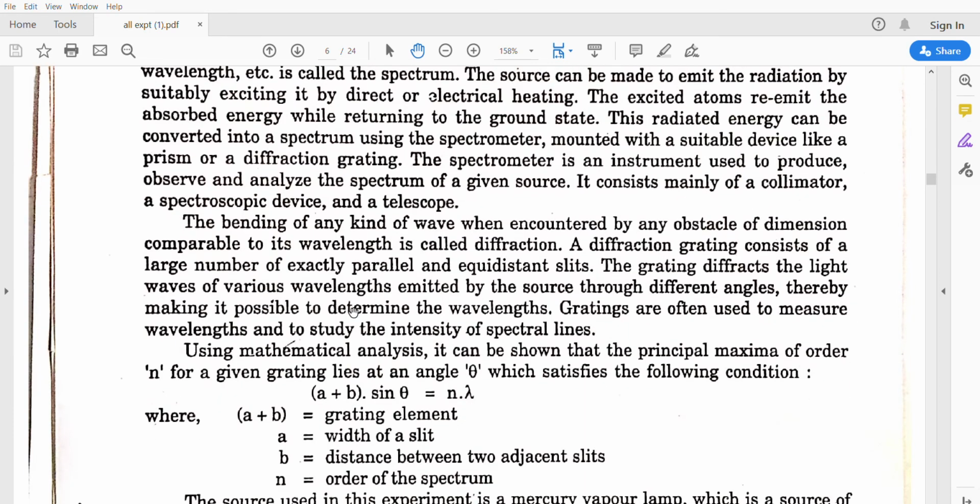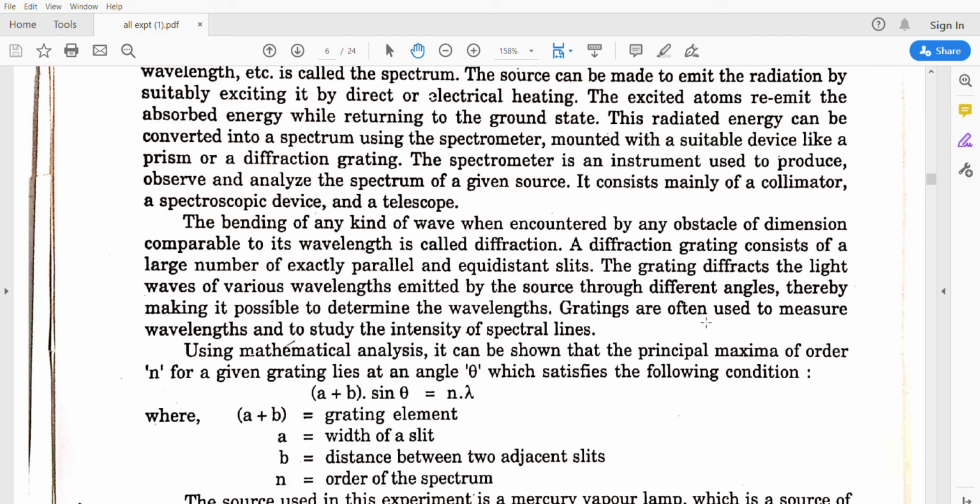The bending of any kind of wave when encountering an obstacle of dimensions comparable to its wavelength is called diffraction. A diffraction grating consists of a large number of exactly parallel and equidistant slits. The grating diffracts the light waves of various wavelengths emitted by the source through different angles, thereby making it possible to determine the wavelengths.